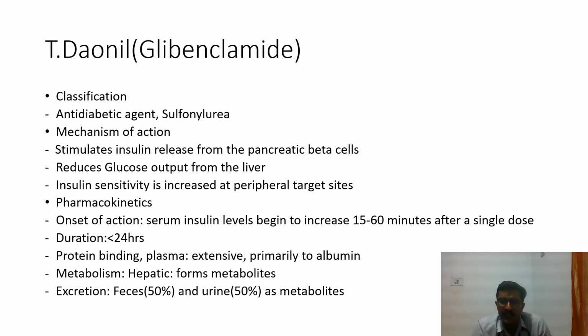The duration of action will last for less than 24 hours usually. It has extensive protein binding, primarily to albumin. It forms metabolites and is metabolized in the liver. The excretion happens via feces and through the urine as metabolites.